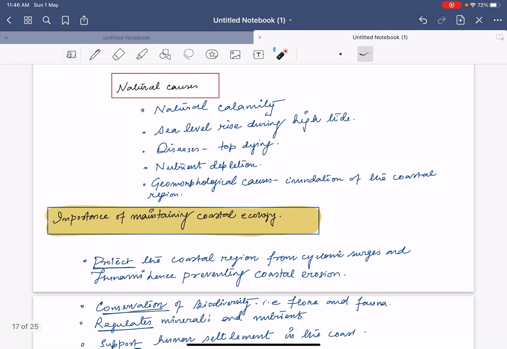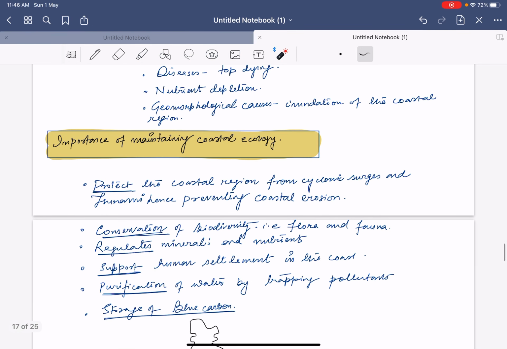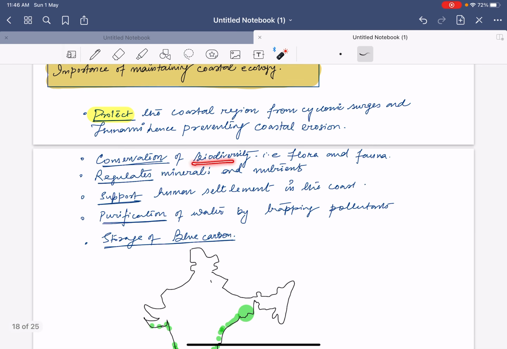Now, the importance in the coastal ecology. Number one, the first importance is protection. The mangroves protect the coastal regions from cyclones, cyclonic surges and tsunamis, as I discussed earlier. Second, conservation of biodiversity, such as flora and fauna. Let us see, in the Sundarbans, one of the famous fauna is the RBT, that is the Royal Bengal Tiger, which is being conserved here in the Sundarbans. For flora, again, Nipah and Sundari trees.